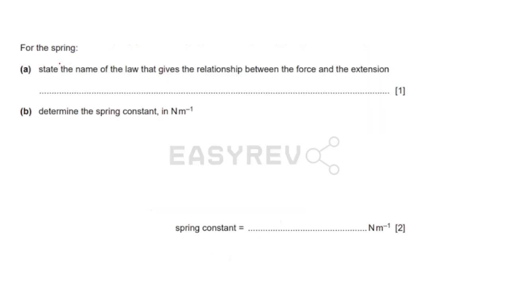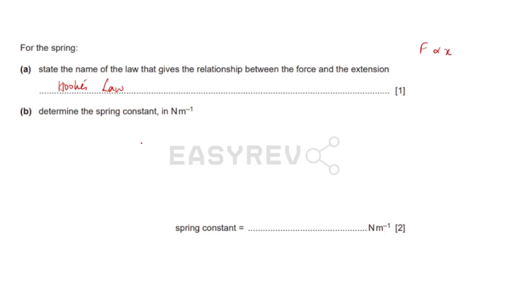So A says that for the spring, state the name of the law that gives the relationship between the force and the extension. We know that there's only one law that states that the force applied to a spring is directly proportional to its extension, and that is what we call Hooke's law.